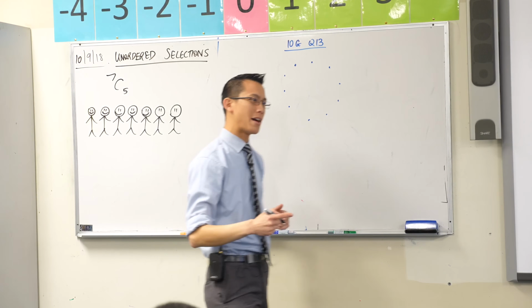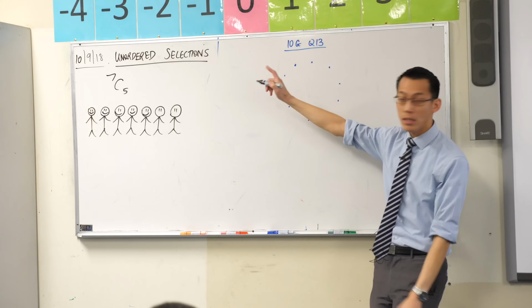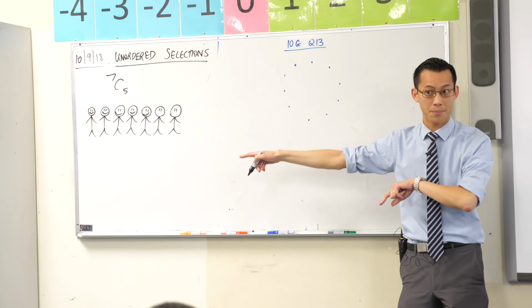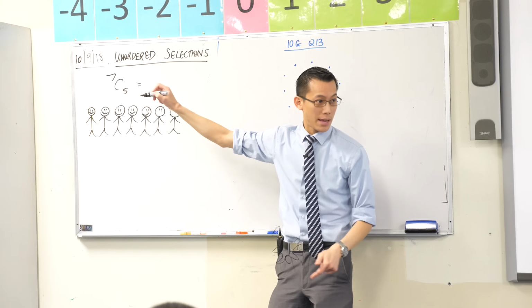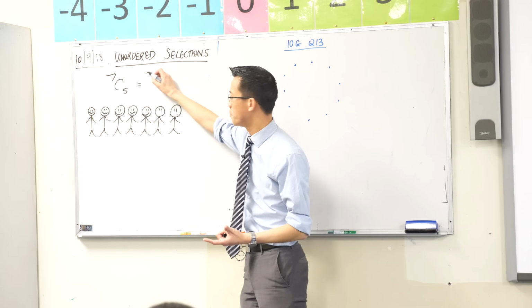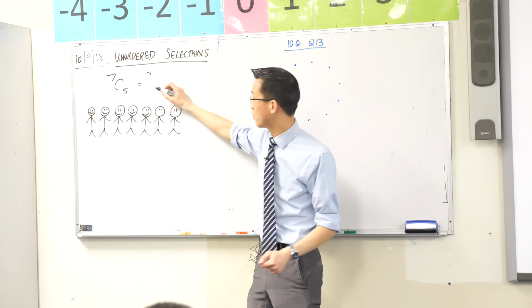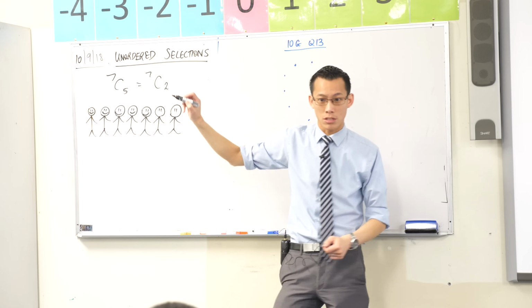Now, what I want to call your mind back to, just like we did at the start of the lesson, is that we learned something about this from the binomial theorem, okay? Namely that if you have a look at Pascal's triangle, 7C5 is equal to, because of the symmetry of Pascal's triangle, it's also equal to 7C2. Do you remember this? Okay.